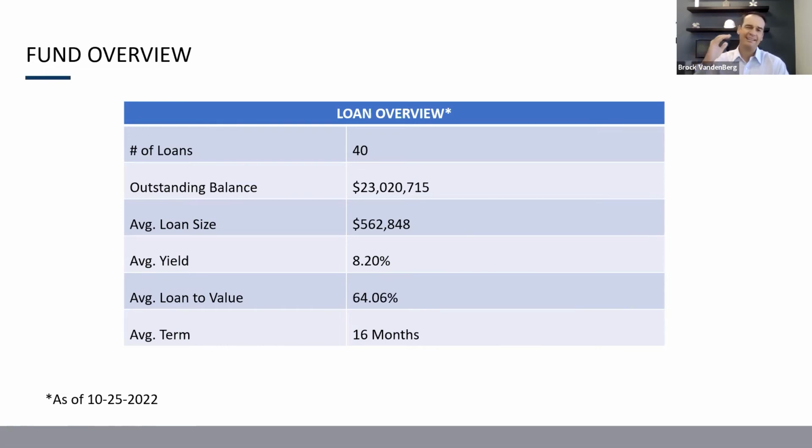Average loan to value is roughly 64%, just over 64%. Our bogey again is 70%, but I like to try to keep that at 65% loan to value. The average term of the loan is 16 months. As I mentioned, we try to keep that average term as close to 12 months as possible, but keep it below 18 months.